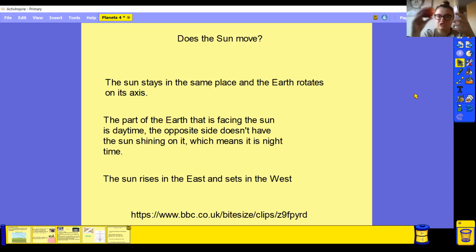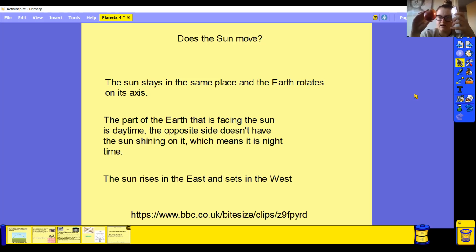So as my torch is shining onto the apple, this side here that can see the sun, you can see the torch is reflecting off it, it's daytime. Whereas the opposite side, this side here, it's nighttime. It's got no sun shining on it. It's in the middle of the night.